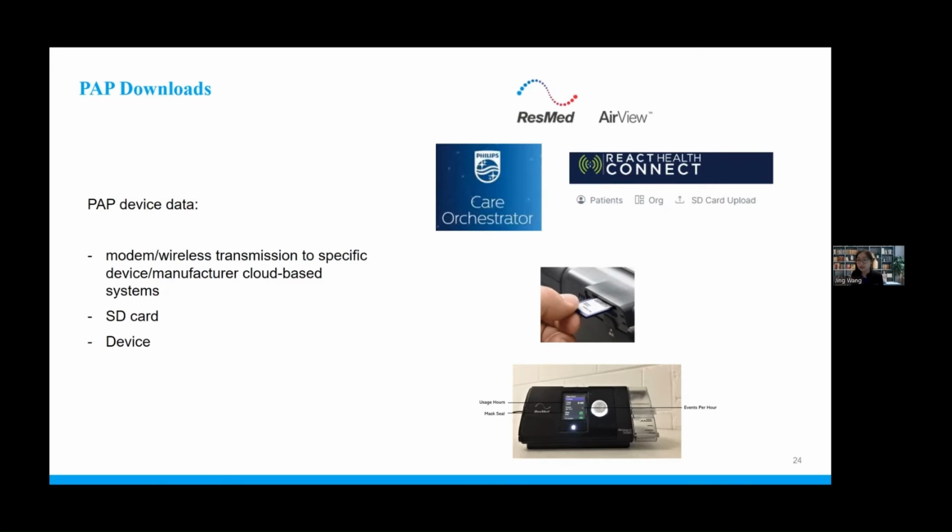You can also get the data directly off the SD card, which not all machines have; the older machines would have the SD card. Not all patients always have an SD card, so it's important to check and ask the patient.